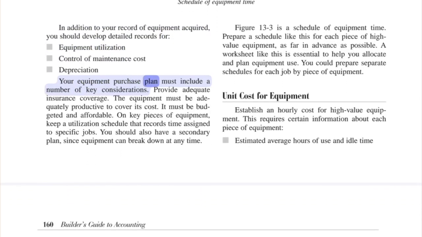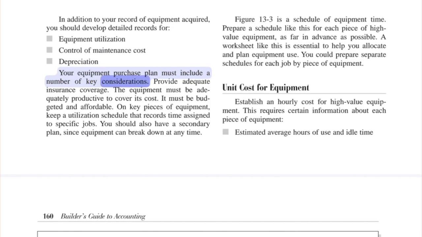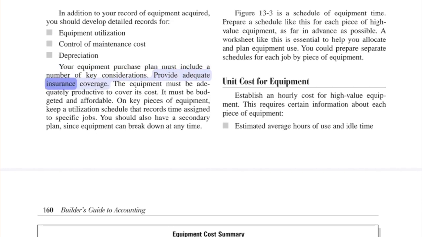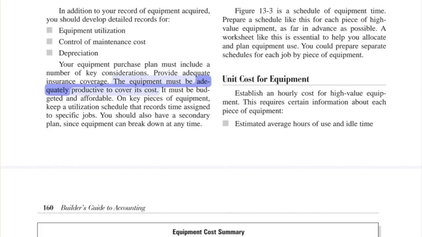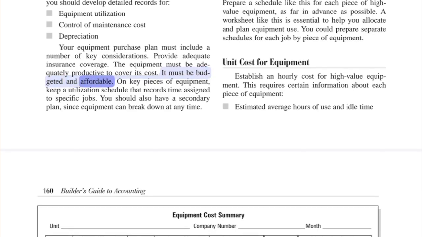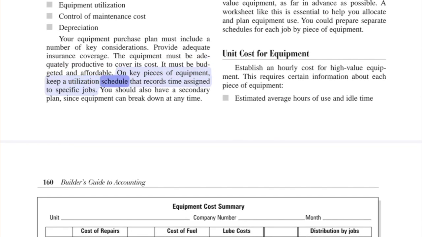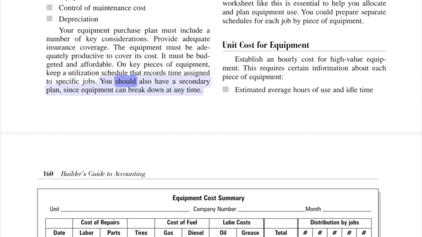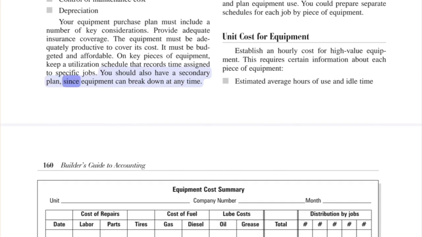Your equipment purchase plan must include a number of key considerations. Provide adequate insurance coverage. The equipment must be adequately productive to cover its cost. It must be budgeted and affordable. On key pieces of equipment, keep a utilization schedule that records time assigned to specific jobs. You should also have a secondary plan, since equipment can break down at any time.